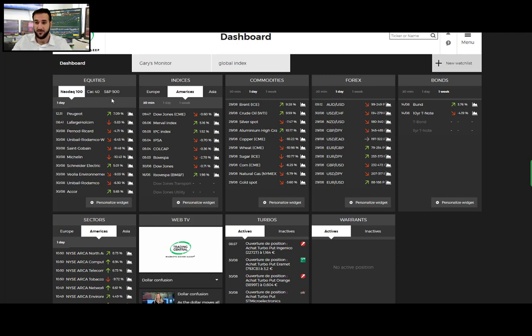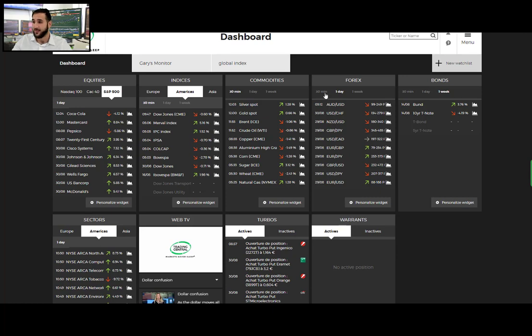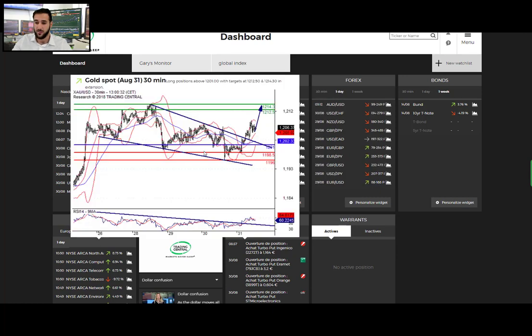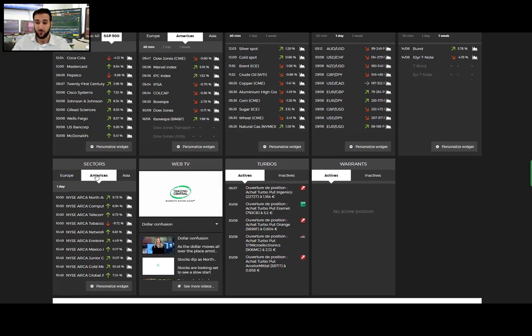So for example, in the equities market, right now we're looking at CAC 40, the French index. We could be looking at some American stocks with the S&P 500. Some of the commodity charts here, you can either go through daily charts or even 30-minute charts. Same thing for forex as well. When it comes to the sectors, you can split between the American sectors, some European sectors.